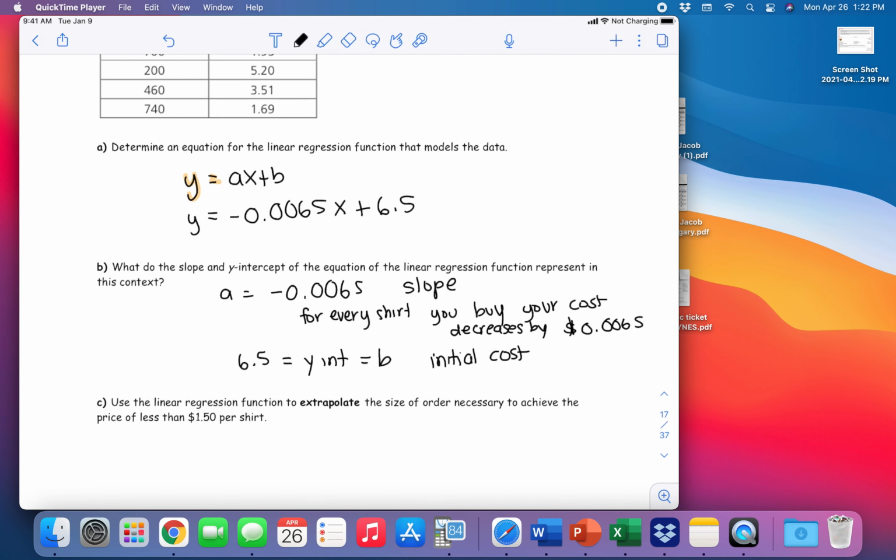So they're going to charge you $6.50 just to make an order with this company. Okay, so $6.50 just to make an order.